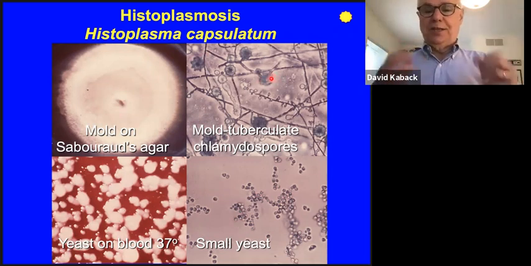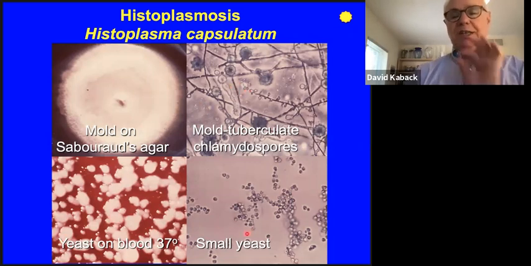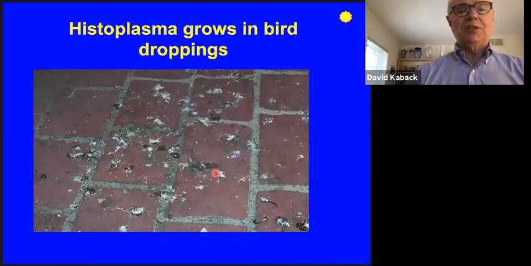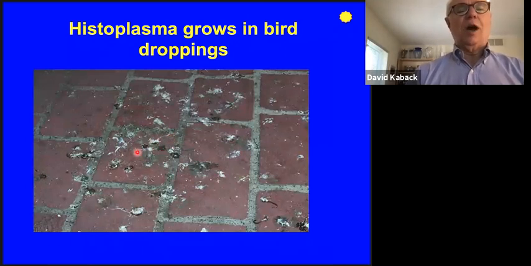These are bumpy, large, round spores, tuberculate chlamydospores. If we were to look at this in the microscope, we would see little tiny yeast, not all that much bigger, only about twice the size of a bacillus that we learned about. This organism loves to grow on bird droppings. So one of the things we find in taking the history of a patient is, oh, I cleaned out my old attic. It was invaded by bats and birds, and there was dried up guano all over the place. That is a common source of these spores.